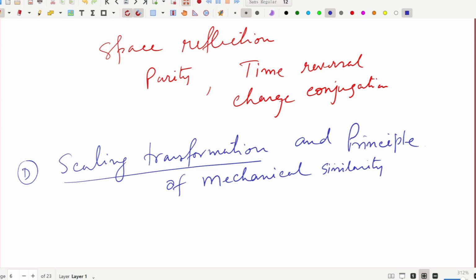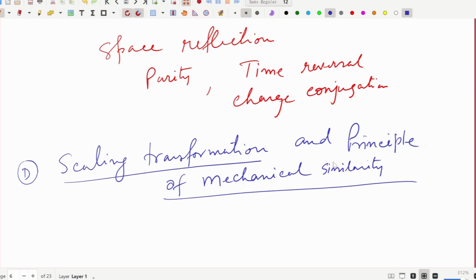So, scaling transformation and the principle of mechanical similarity will be the next topic, and you will find that if your Lagrangian is invariant under a certain scale transformation, then from that we can extract very rich physics, or very rich information about the system. That we are going to learn, and this is known as the principle of mechanical similarity. I refer to the Landau-Lifshitz book for this topic, or there are many other books also. We will understand how powerful the scaling transformation symmetry, or scaling symmetry, is.